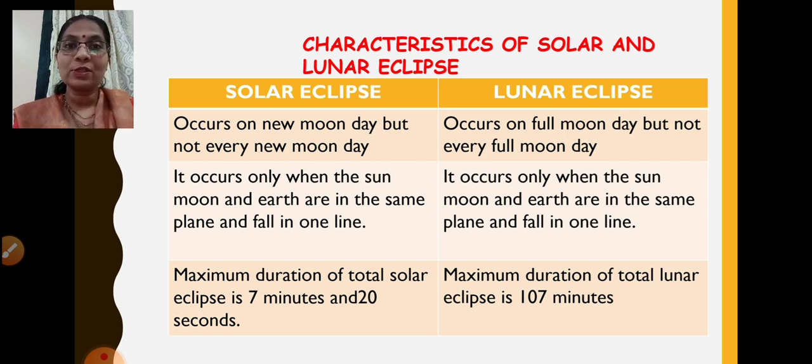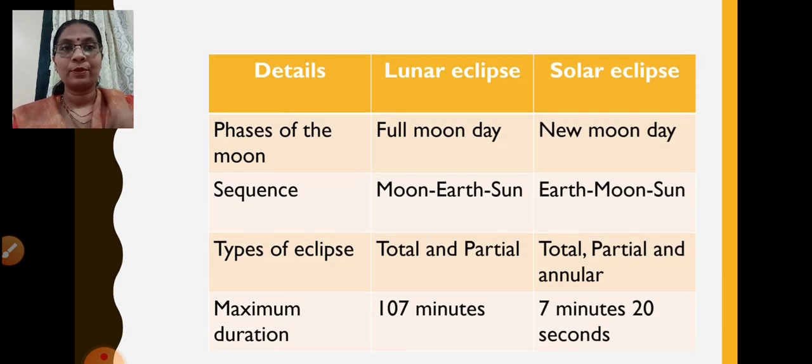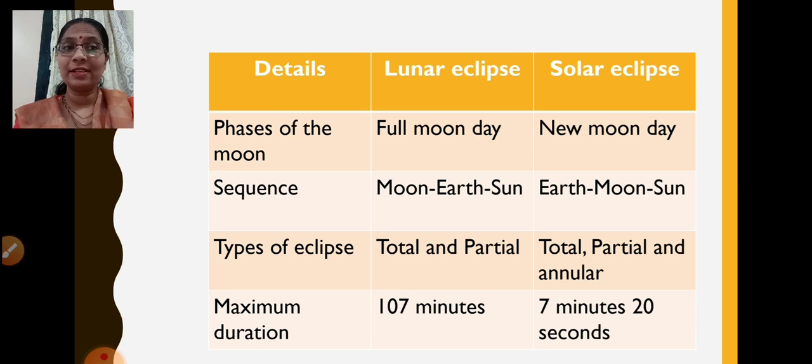What are the characteristics of lunar eclipse? A lunar eclipse occurs on a full moon day, but not on every full moon day. It occurs only when the sun, the moon and the earth are in the same plane and fall in the same line, in one line. And the maximum duration of a total lunar eclipse is 107 minutes. This we have already discussed earlier also. Next, what do we have? Okay, so these are the details of lunar eclipse and solar eclipse.